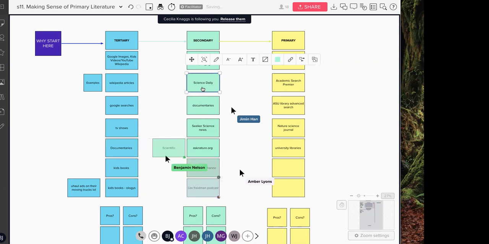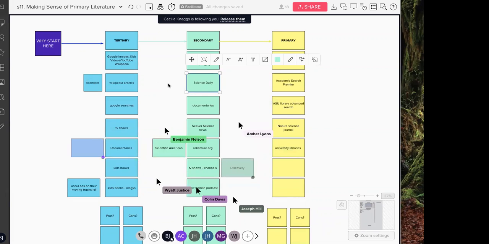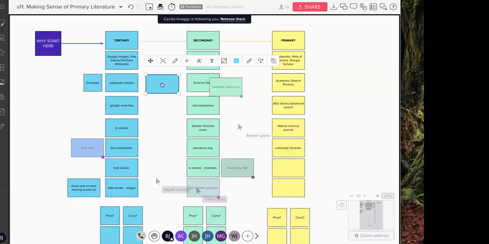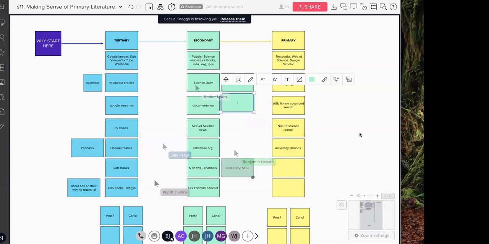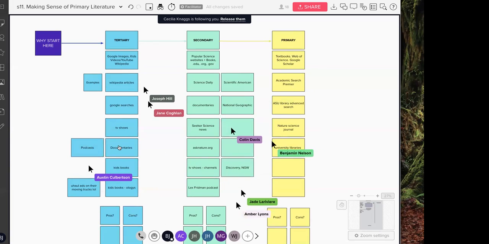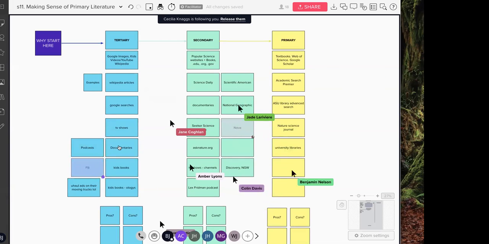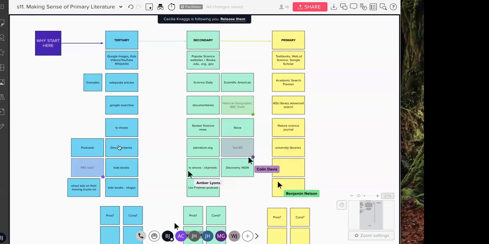I see Science Daily in here. That's awesome. What are some of those other magazines or sources that would be reliable? Yeah, Scientific American, that's a great one. National Geographic would be another one. So specific. If you think of a TV show or a documentary, who's producing it? Is it a series title that you can come up with? TED, that's awesome.